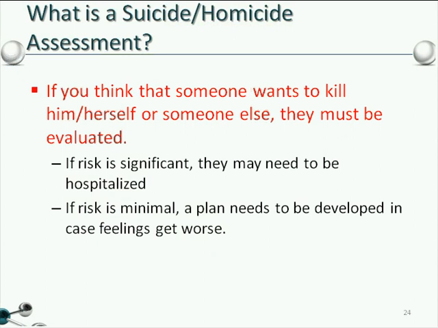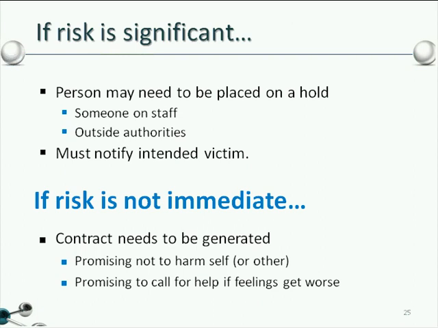If the risk is less, the clinician will work with them to develop a plan for how to make sure that it doesn't become worse. This generally involves developing some sort of contract, including promising not to harm themselves or someone else, and promising to call for help if the crisis gets worse. Who they call, again, will in part be determined based on the protocol and in part be determined based on the structure of the research environment.